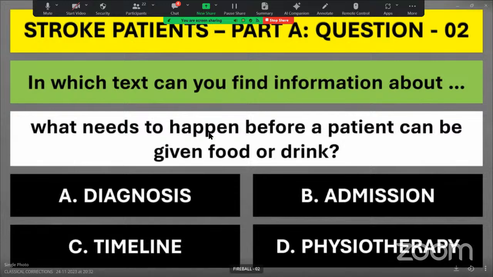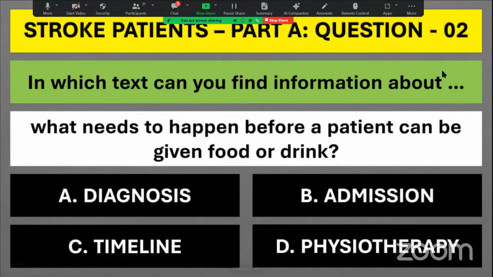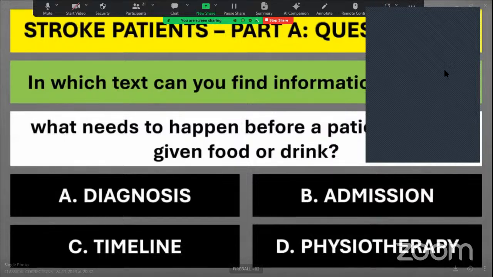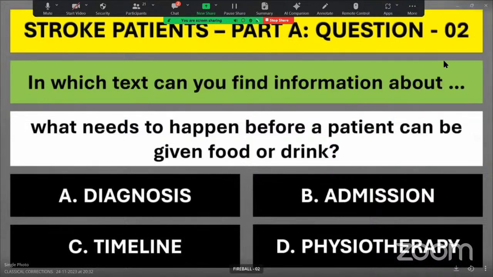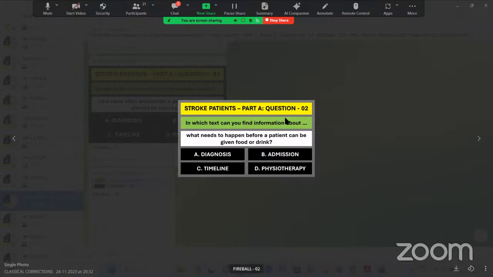Yeah. Now let us see. What do you think is the answer? 7, 6, 5, 4, 3, 2, 1, and submit. Yes.